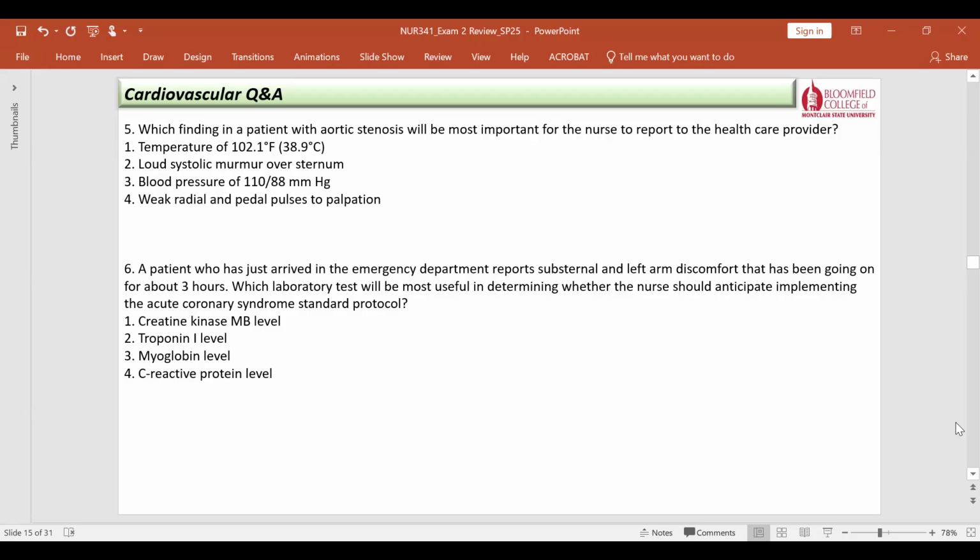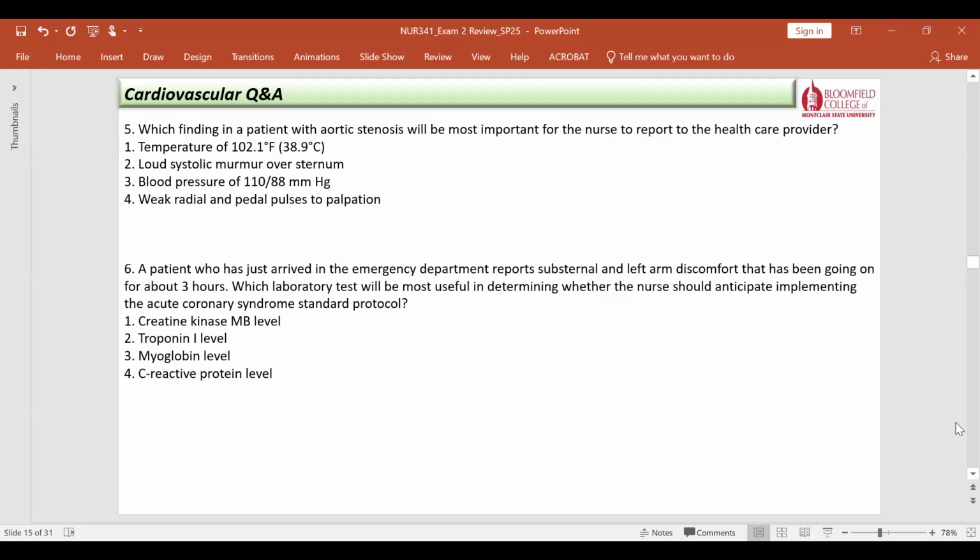treatment. So with these types of questions, the answer is always going to be the symptom or the manifestation that is not expected, won't be anticipated from the disease process, or is not the normal or expected manifestation of the disease itself. Temperature elevation is not part of the disease process.